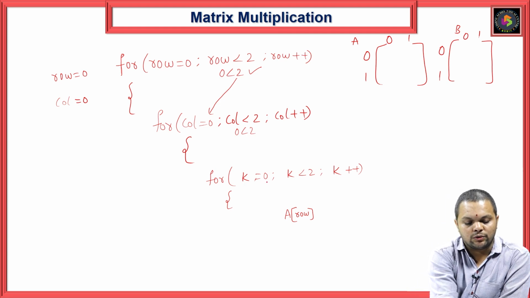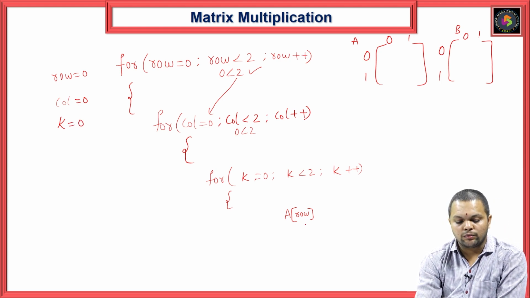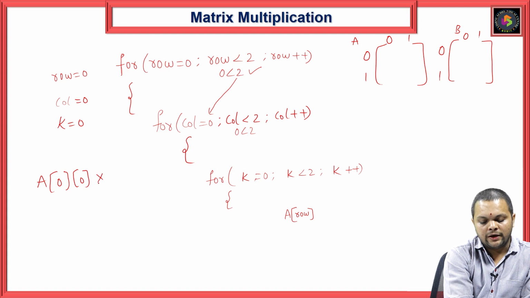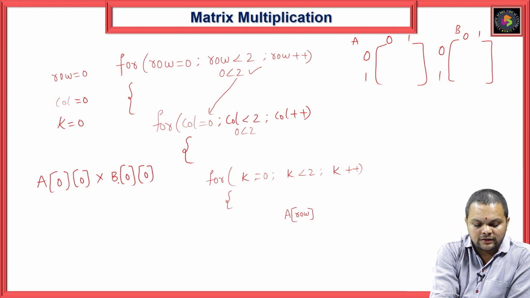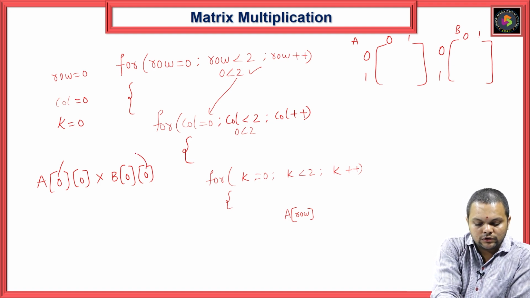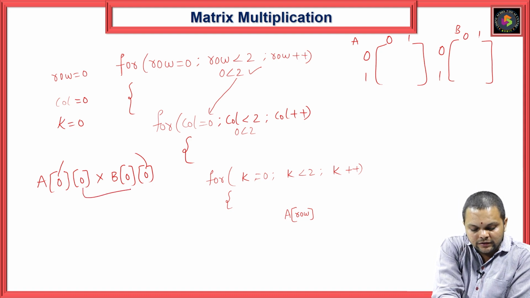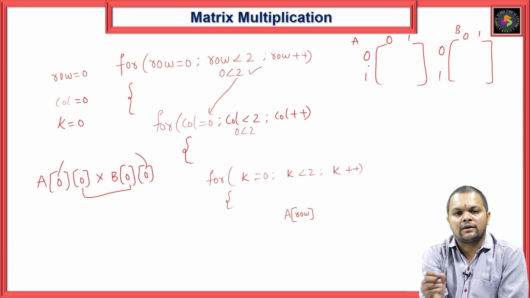Now k value is 0. Okay, I'll write this as k. This is equal to 0. First I have taken what? I need a term like this. A of 0, 0 into B of 0, 0. I need a term like this. If I want to represent like this, now I got the value of row 0 there. Now I got the value of column 0. Now we need this 0 as well as 0 for iterating your particular matrix.